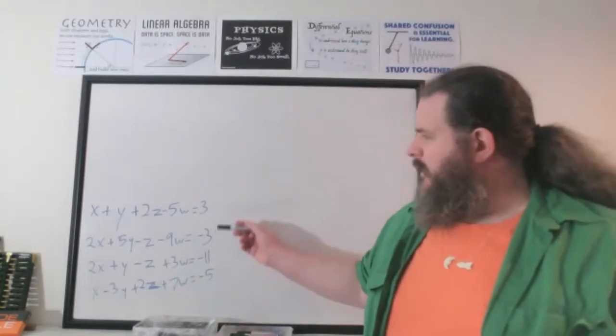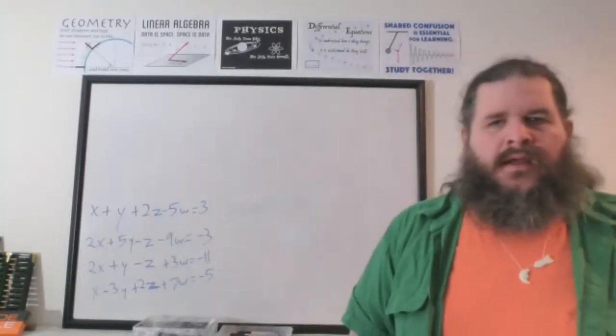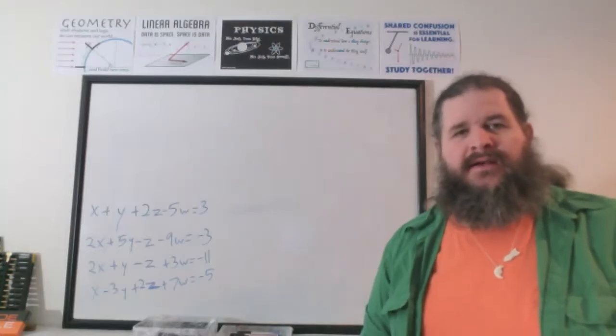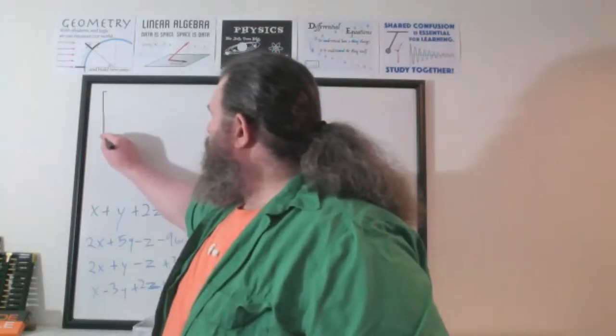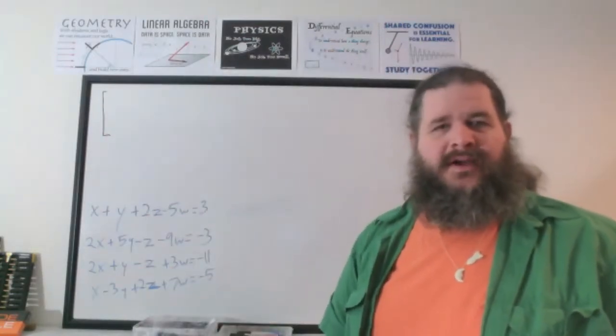So here we've got a system of 4 equations and 4 unknown variables. And if we want to solve this by the Gauss-Jordan method, we start by putting it in an augmented matrix. And how would we build that matrix? What numbers are we going to use here?